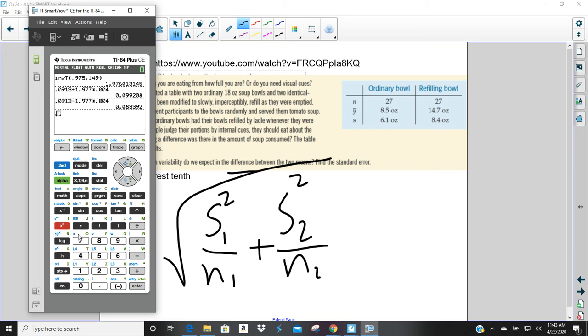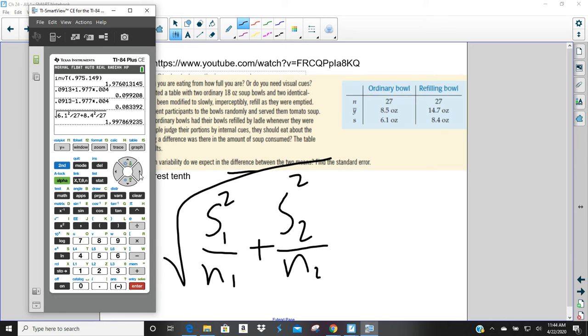The first bowl was a 6.1 squared divided by the number in the sample, which was 27. And again, 27 people had the ordinary bowl, 27 people had the refilling bowl. It just happens to be the same number. It didn't have to be. Plus 8.4 was my standard deviation squared for the second sample of the refilling bowl, divided by 27.